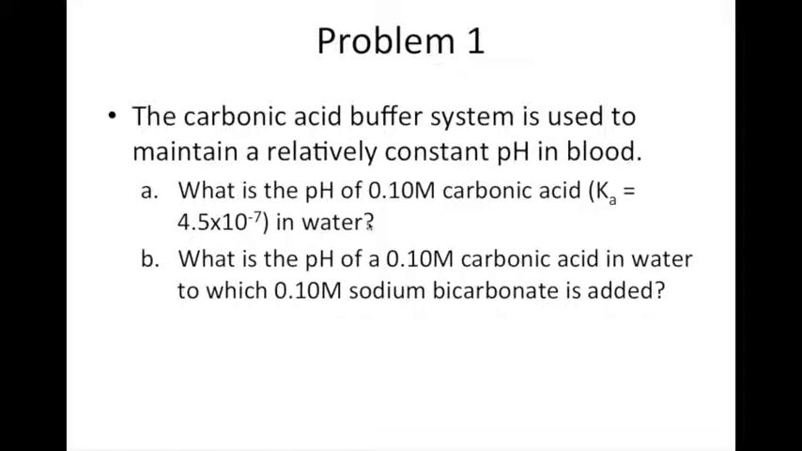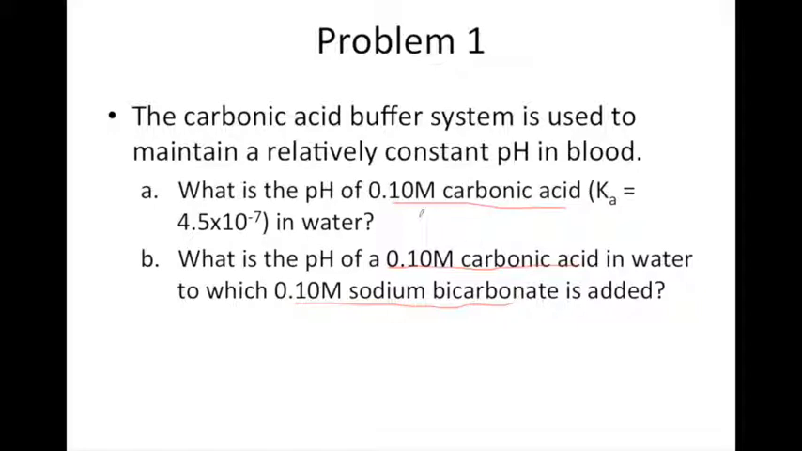In the first one, here we just have carbonic acid, none of the conjugate base. So we don't have a buffer solution in part A. What would be the pH of just putting 0.1 molar carbonic acid in water? In part B, you're asked what is the pH of the same 0.1 molar carbonic acid solution in water, but to this one you add some of the conjugate base. You add 0.1 molar sodium carbonate.